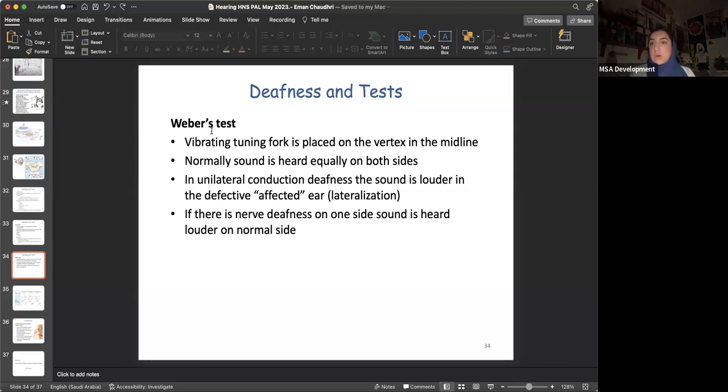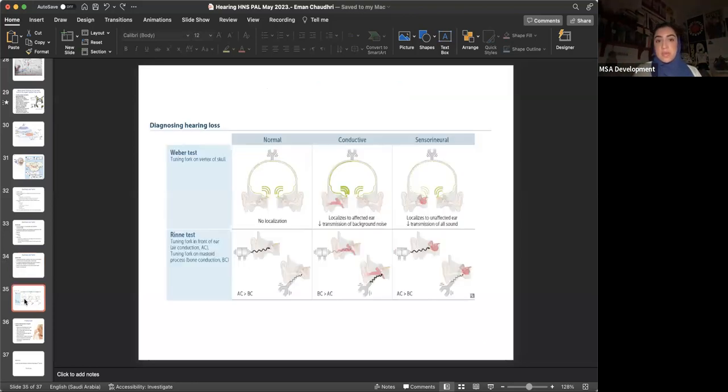Remember, cochlea want to hear your noise. The cochlea are literally waiting for sound waves. So if this has been waiting for sound waves for longer because there's a conductive hearing loss, it'll lateralize to that side. As simple as that. I hope that makes sense.